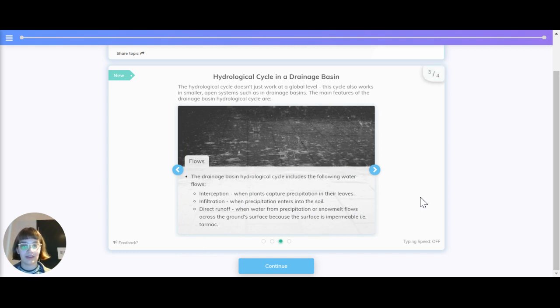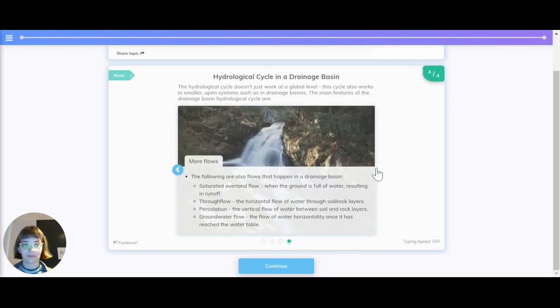There are different flows. Interception, when plants capture precipitation in their leaves. Infiltration, when precipitation enters the soil. And direct runoff, when water from precipitation or snow melt flows across the ground surface because the surface is impermeable, such as tarmac. There are also other flows, saturated overland flow, when the ground is full of water resulting in runoff.